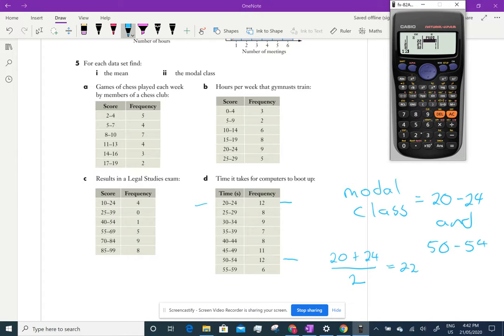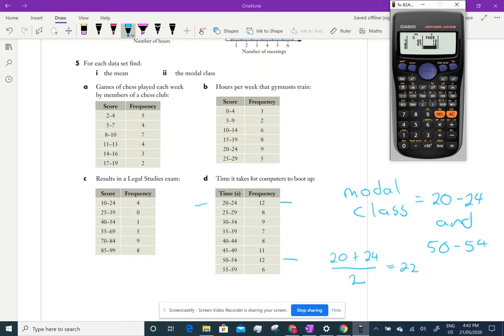So what do we got? 12, 8, 9, 7, 8, 11, 12, and 16.